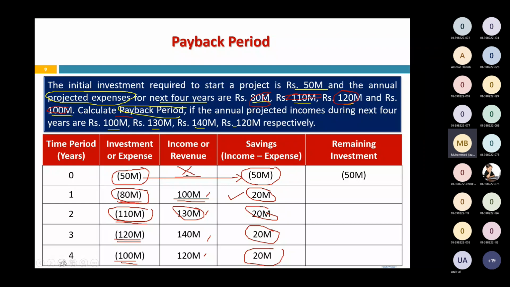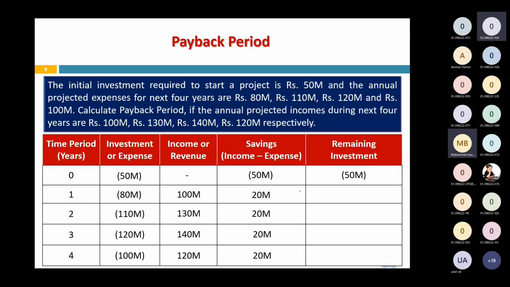So now, if I need to calculate the payback period, I can calculate very simply. On the top, I'm writing 50 divided by 20, because every year I'm getting the same fixed investment income or saving. So again, it would be 2.5, right?